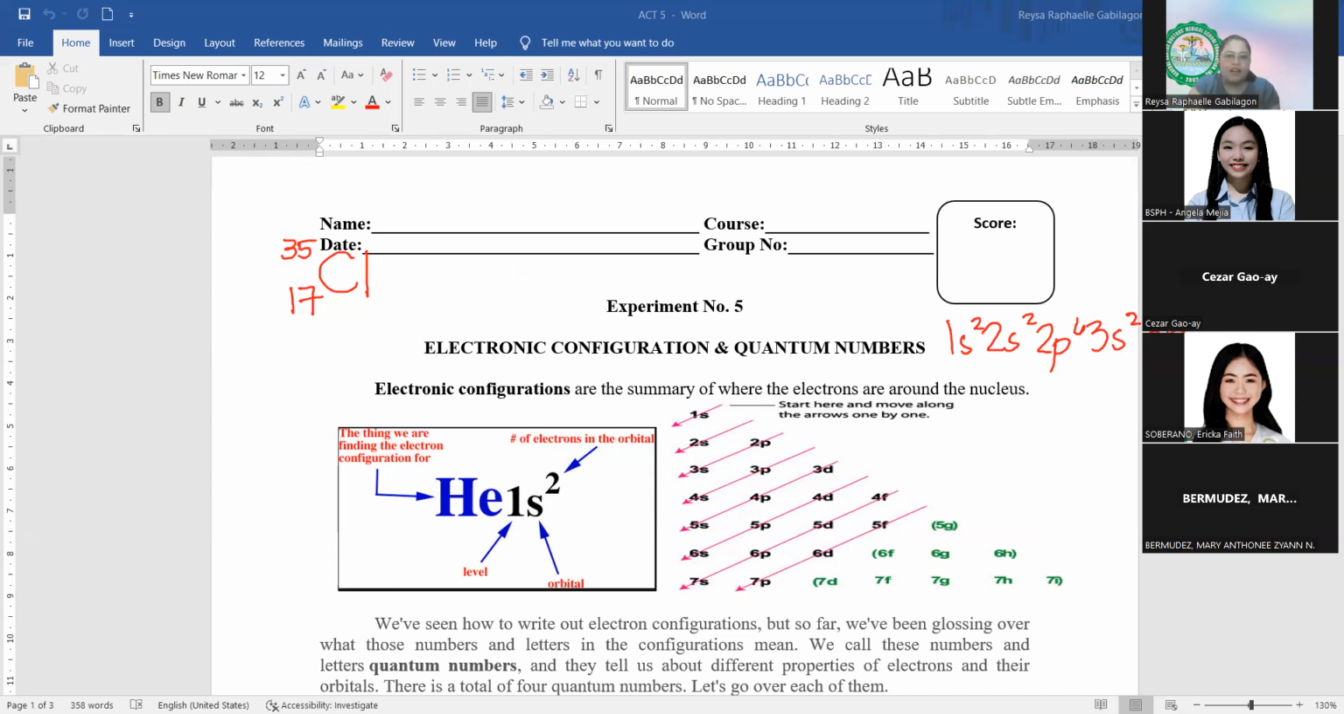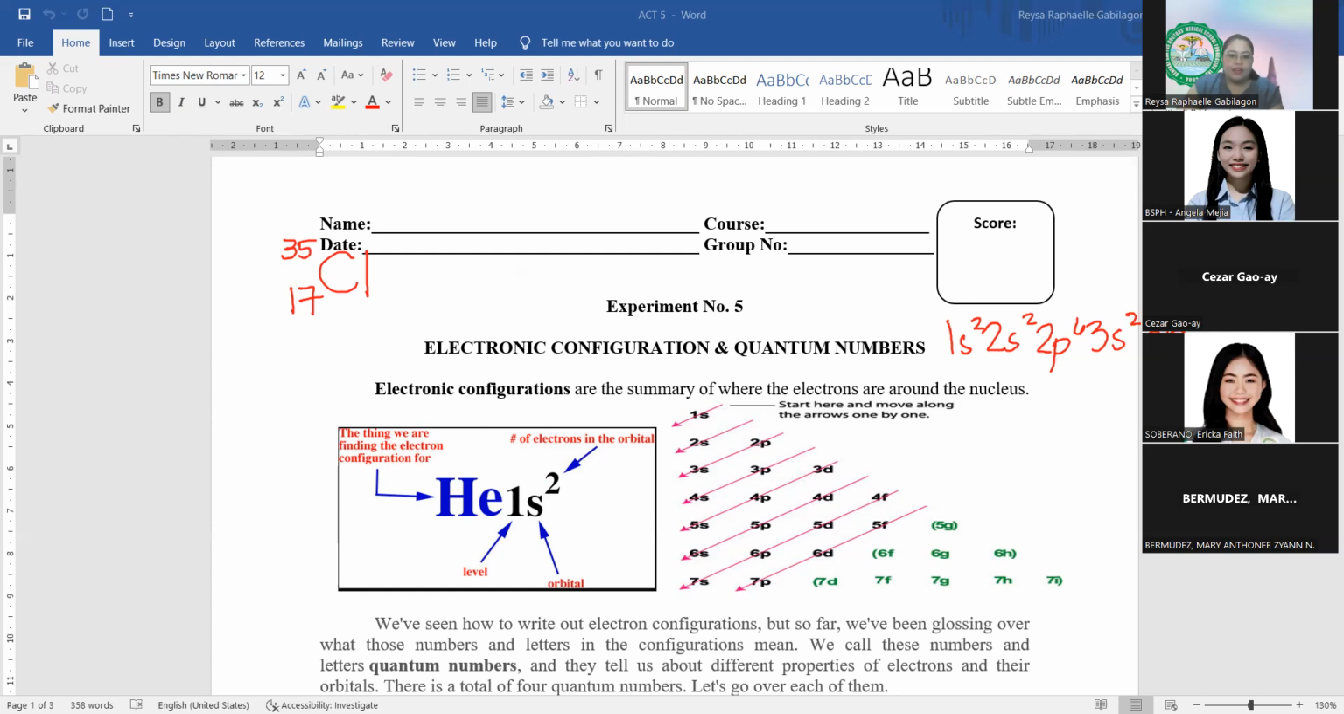Kulang na lang ng 5. So, ilagay mo dito, 3p5. Kasi dapat diba 3p6. Kaya lang 17 lang kasi yung electrons ni chlorine. So, kaya ang ending niya is 3p5. Okay? That is for our chlorine.